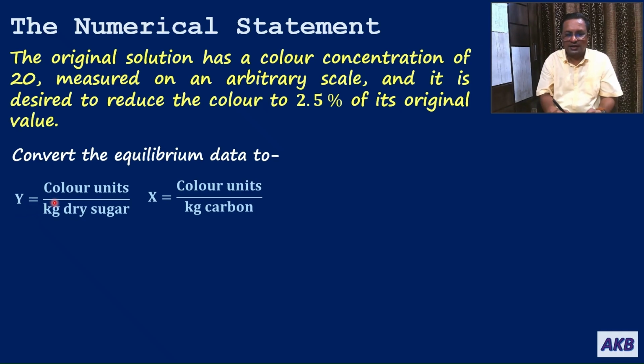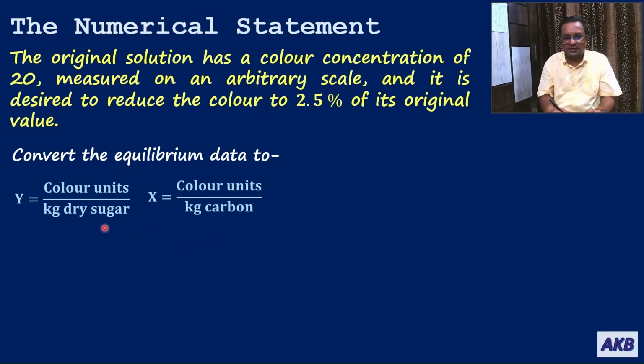So we are defining it on the basis of dry sugar. Instead of defining capital Y as color units per kg solution, we are defining it as color units per kg dry sugar. And why are we doing this? Because the quantities that are given in the equilibrium data are expressed on the basis of dry sugar in the solution. So that's why capital Y is defined in this way, color units per kg dry sugar. And capital X, as usual, is described as color units per kg carbon.